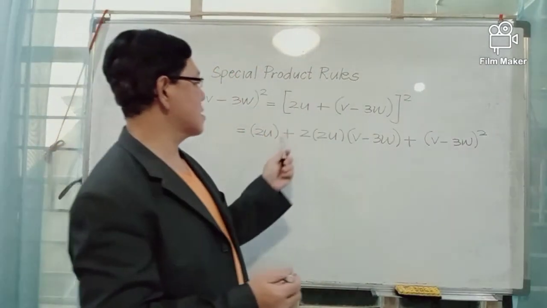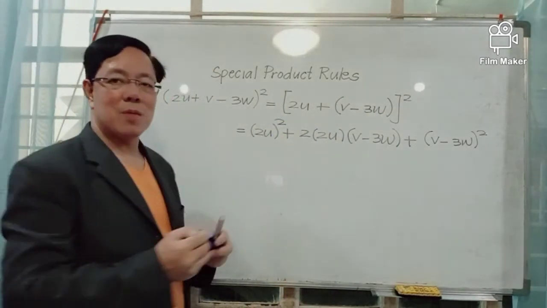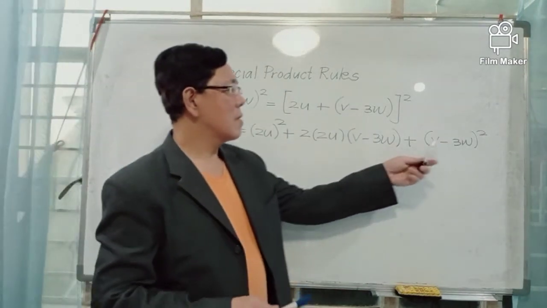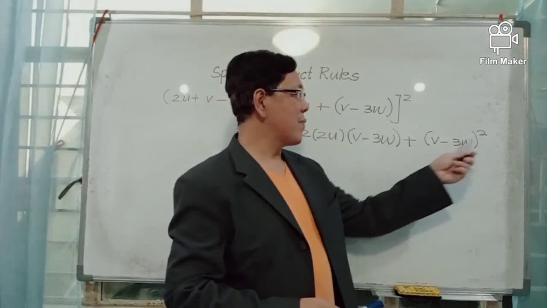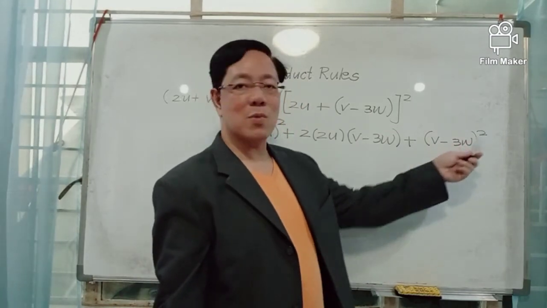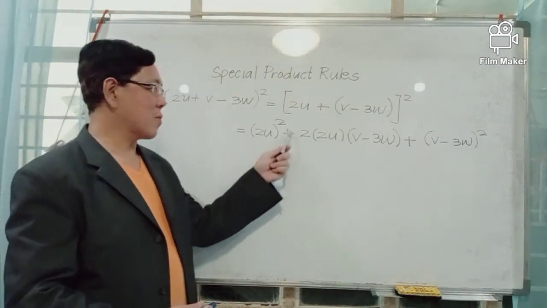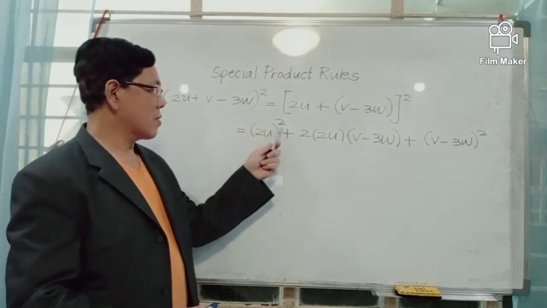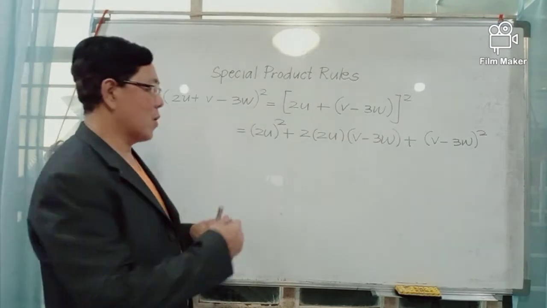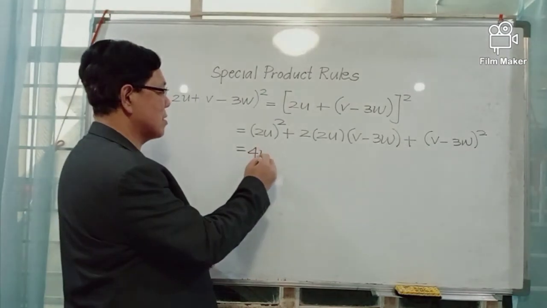We simplify each term. The first term is the square of 2u. We simplify each term by applying the property of exponents. And to the last term, to get the square of the difference, we apply the third special product rule for the square of a difference. For the first term, by property of exponent, the square of 2u equals the square of 2 multiplied by the square of u. And the square of 2 is 4, multiplied by the square of u, u squared.